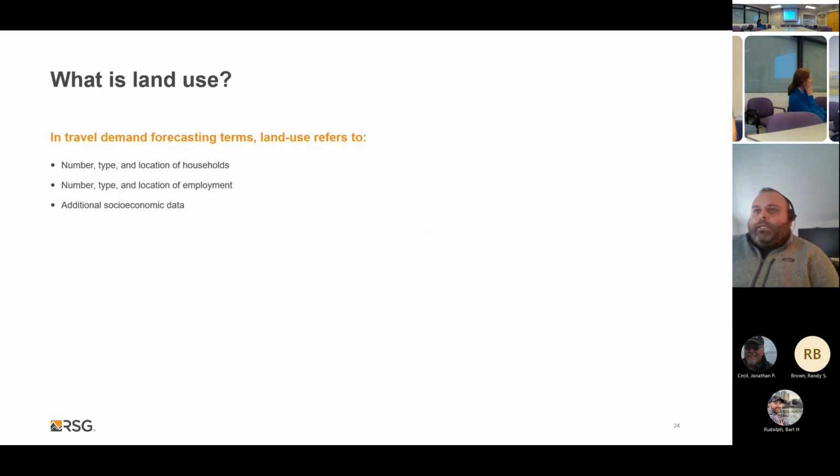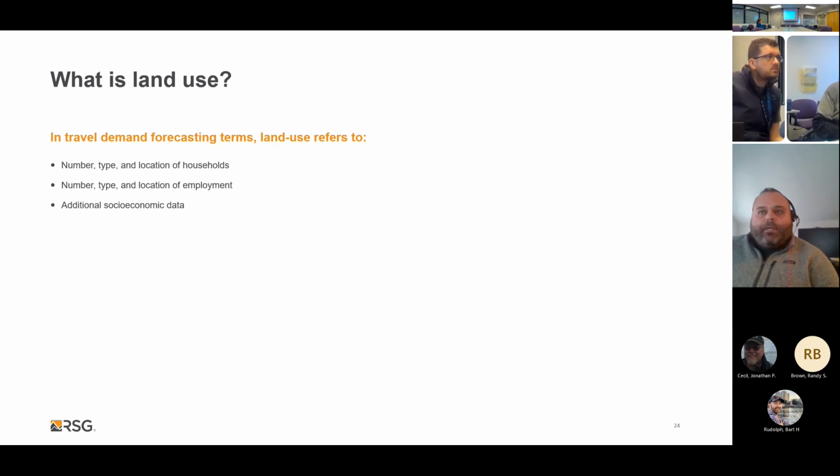So in a travel demand modeling context, what is land use? In TDM terms, land use typically refers to the number, type, and location of households, the number, type, and location of employment, and some additional socioeconomic data.